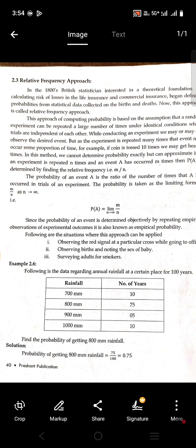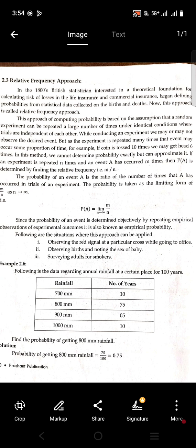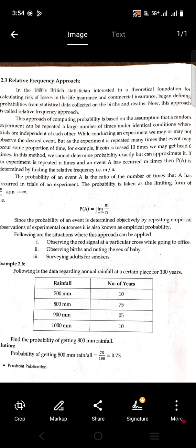And the relative frequency approach of probability is applied in the following situations. First, observing the red signal at a particular crossing while going to office; second, observing births and noting the sex of the baby; and third, a survey of adults for smokers.